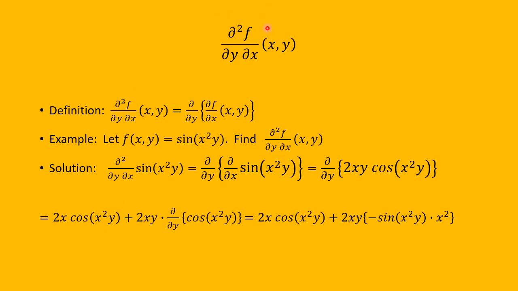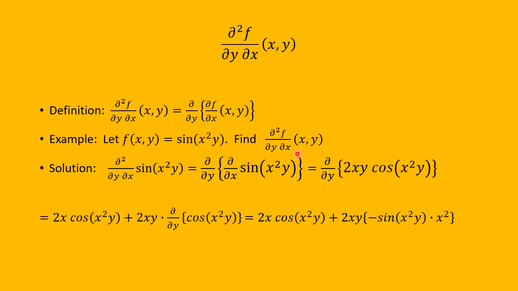Let's look at the second partial derivative of f with respect to y and x, evaluated at the point x, y. By definition, this second partial derivative of f with respect to y and x, evaluated at x, y, is the partial derivative with respect to y of the partial derivative of f with respect to x, evaluated at x, y. For example, let's let f of x, y equal sine of x squared y.